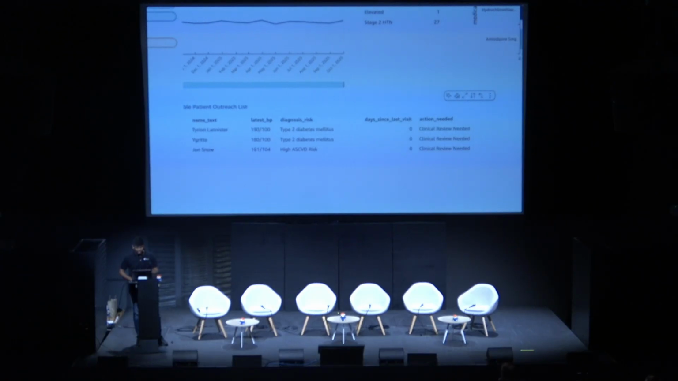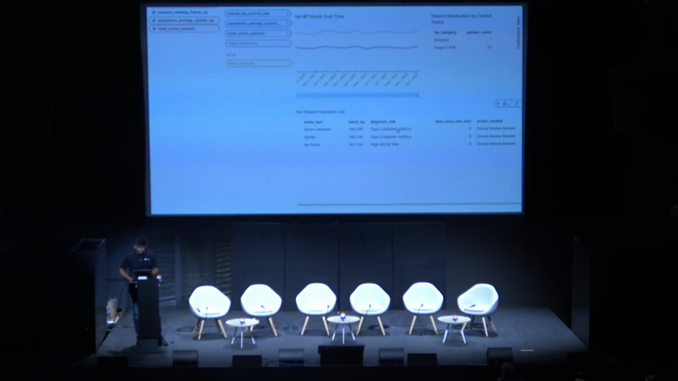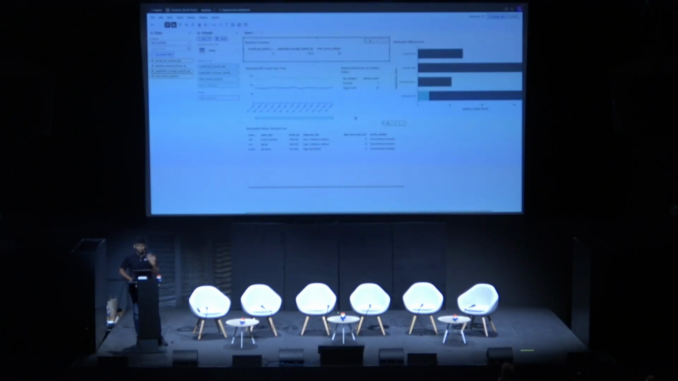They already have diabetes and their blood pressure is kind of high. So you may want to reach out to them and ask, what's up? Why are they not maintaining their blood pressure? And I could do this with AI. I could do this with a team who just knows some basic SQL and some BI. I don't need them to learn AQL. I don't need them to learn anything.